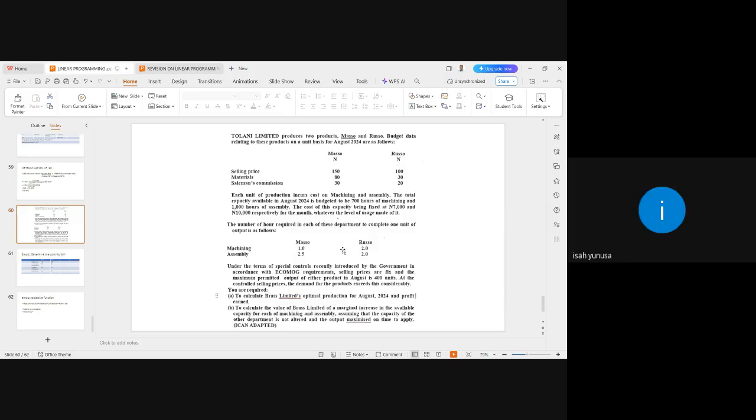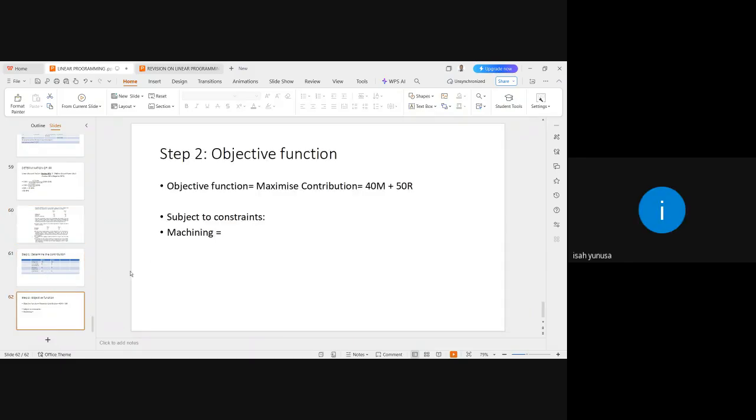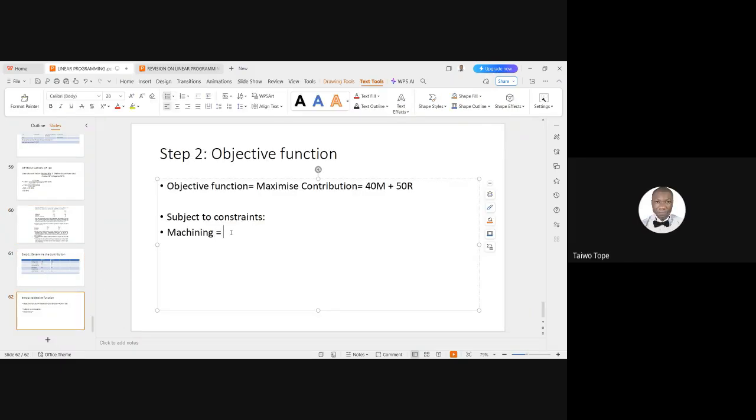1.0 M plus 2.0 R. Will it be greater than or less than? Less than or equal to. To what? What will be the value? 700 for machining. Very good. Since that is 1, I will just represent it as M plus 2R, less than or equal to 700.